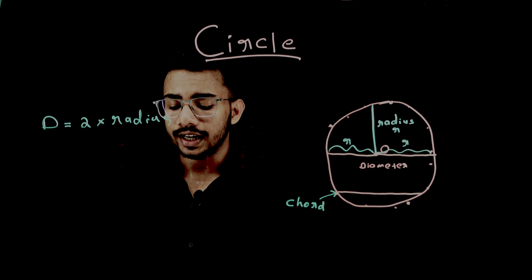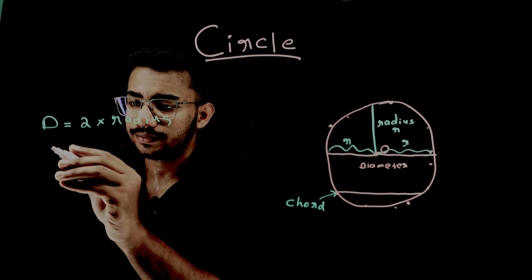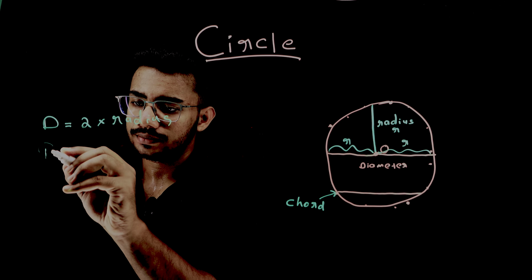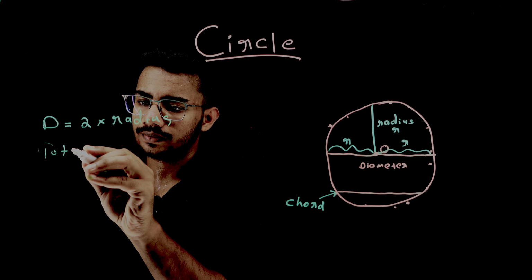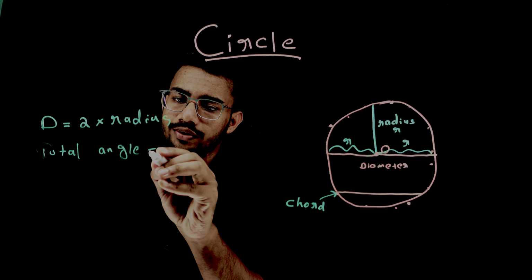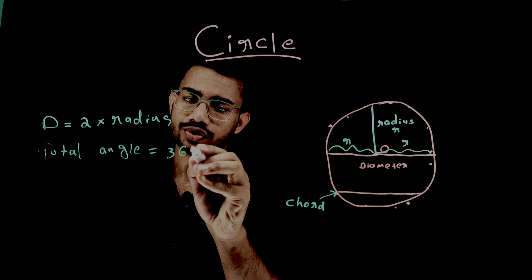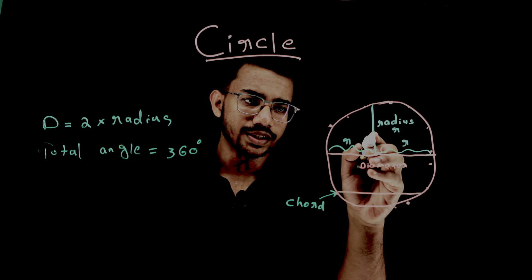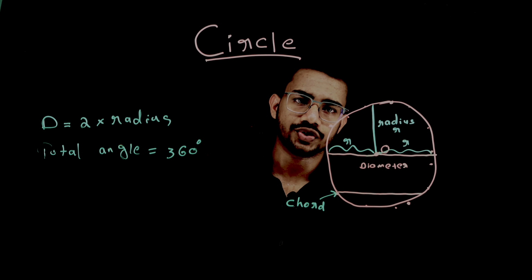So, the total angle of a circle is equal to 360 degrees. So that is this entire angle, that is 360 degrees.